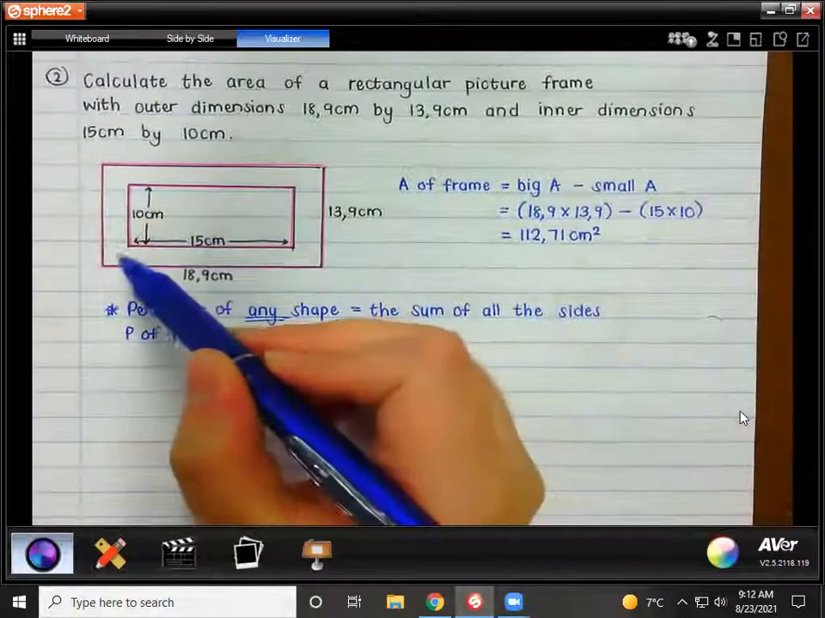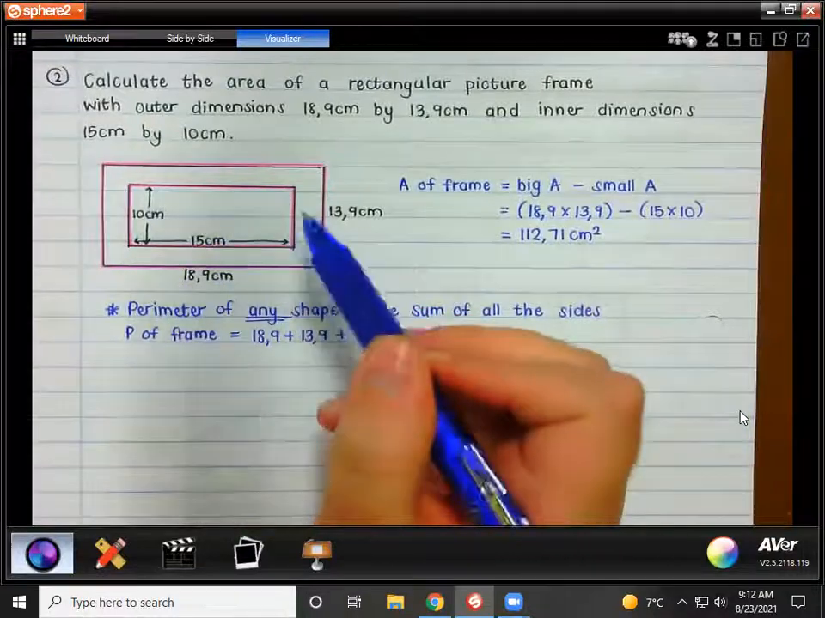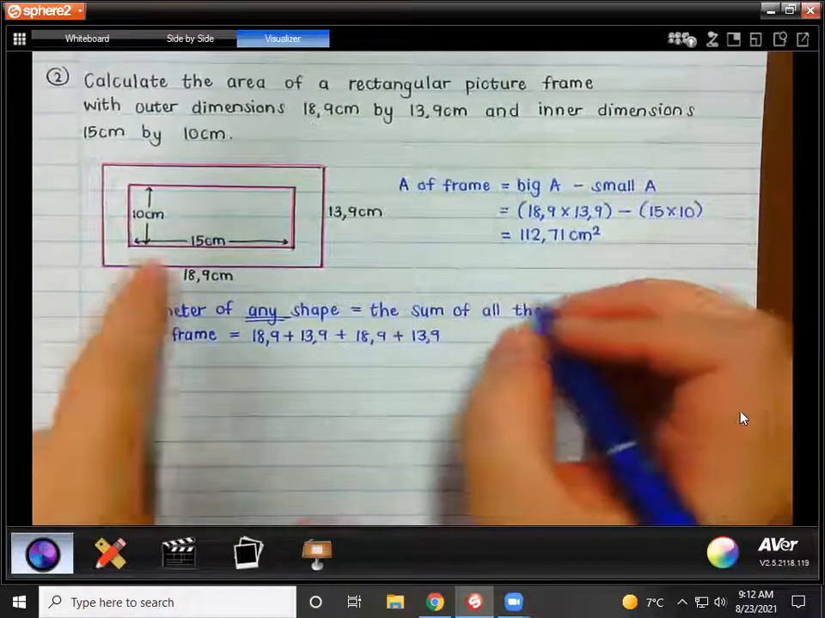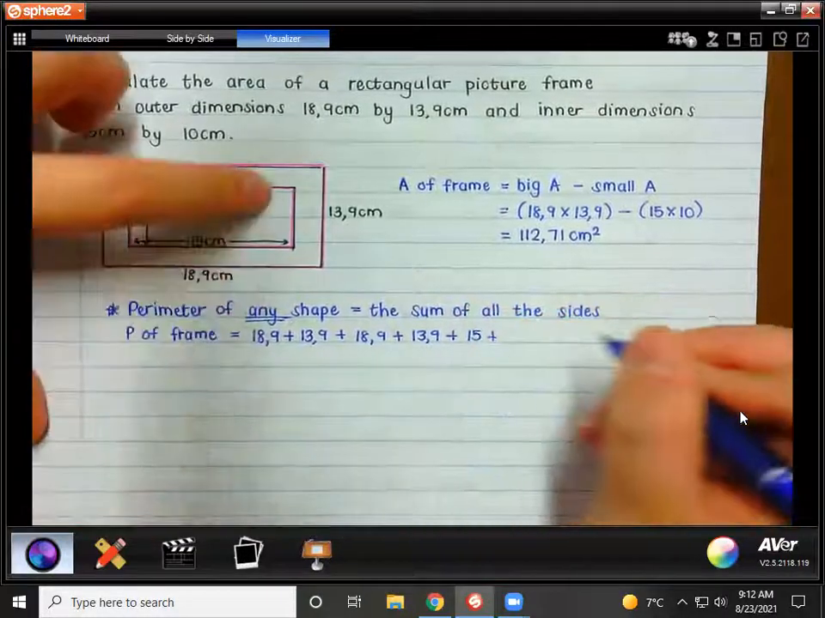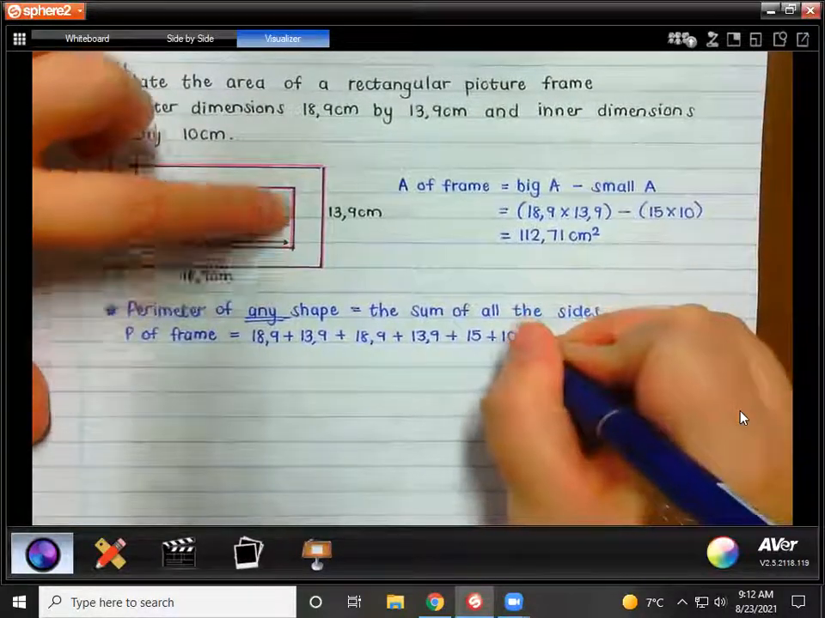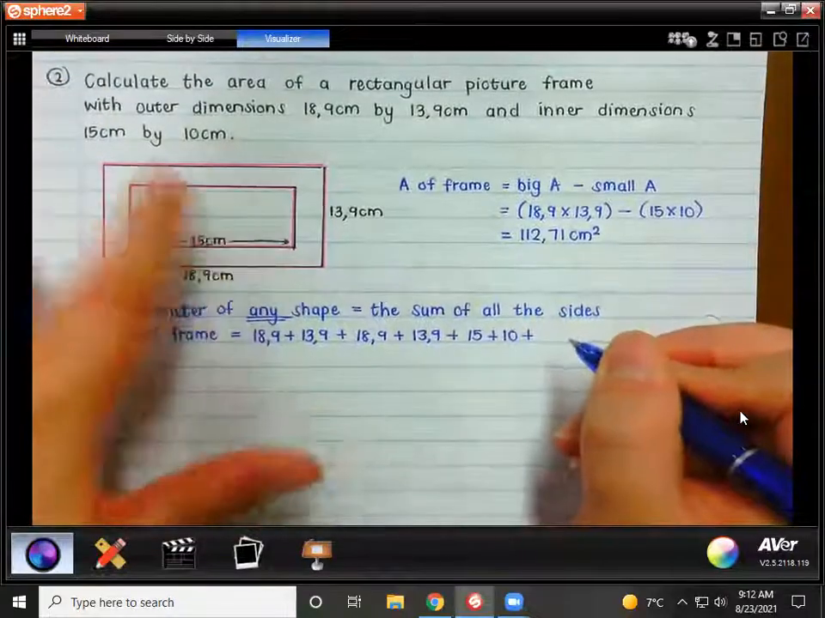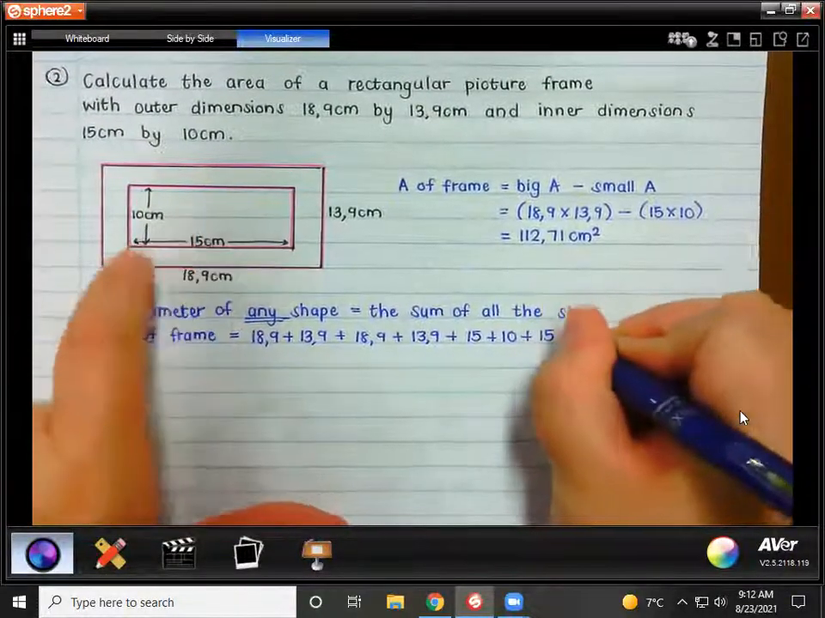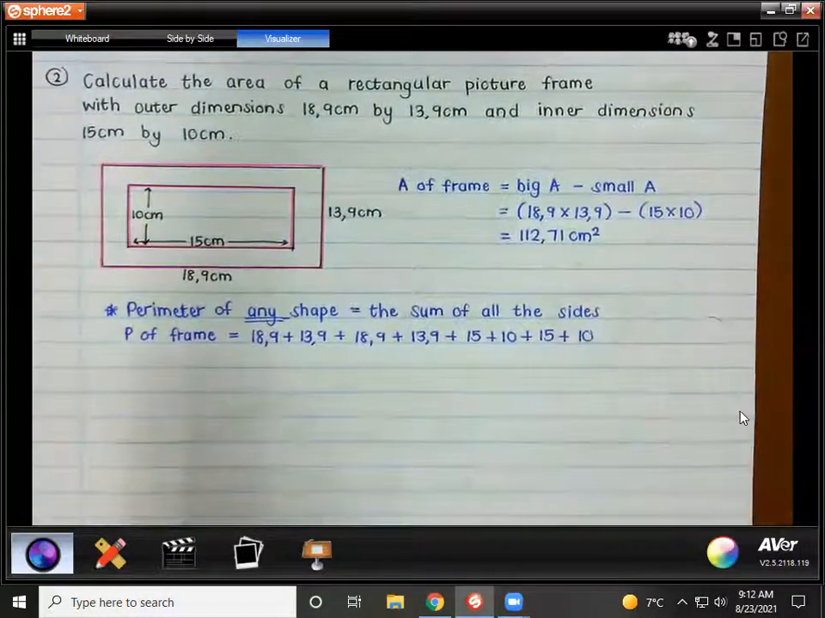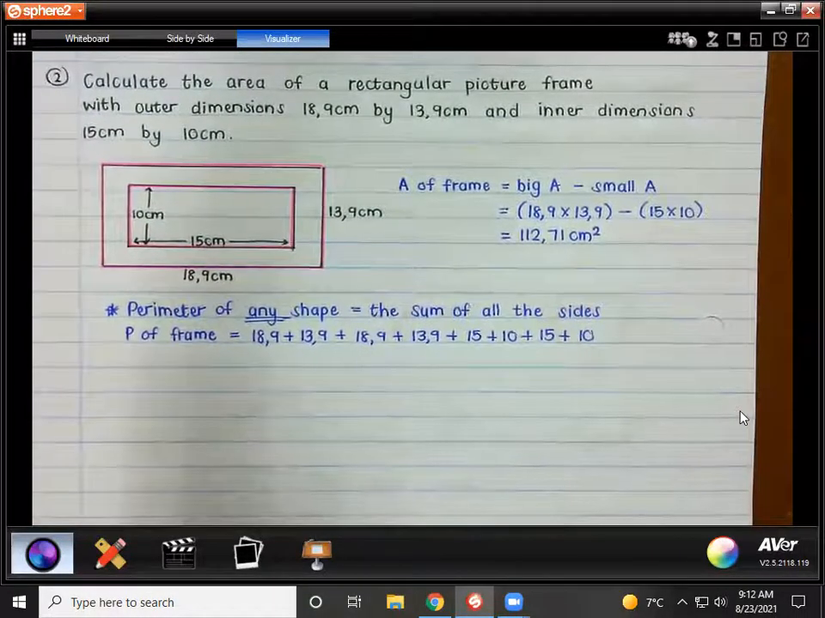But then we must also add these inner sides as well. All right, so that will be 15. This one is also 10 because it's a rectangle, right? So the opposite sides are equal. This top one is also 15. And this one is also 10. So guys, you can do that and that will get you the perimeter, okay?